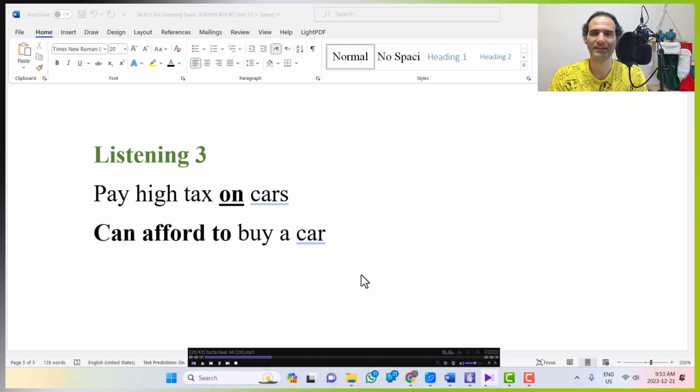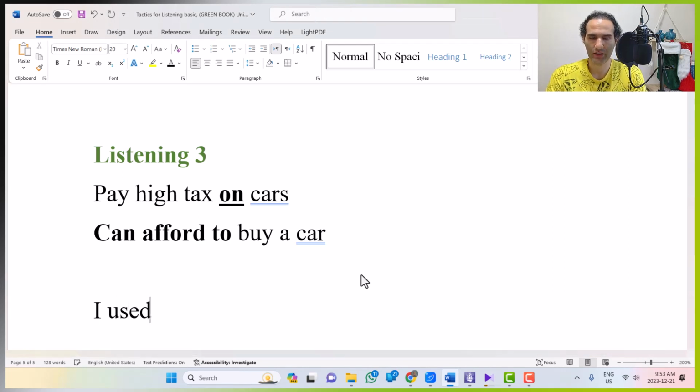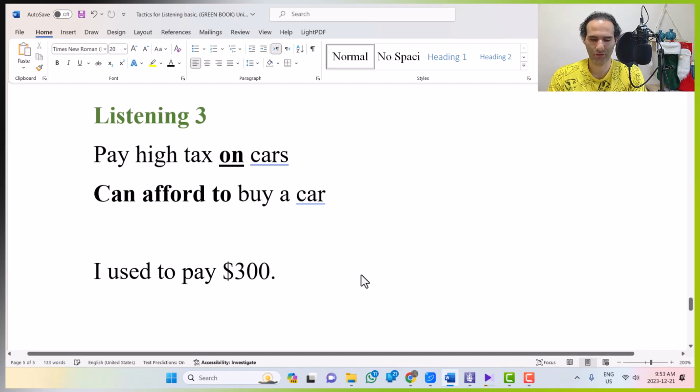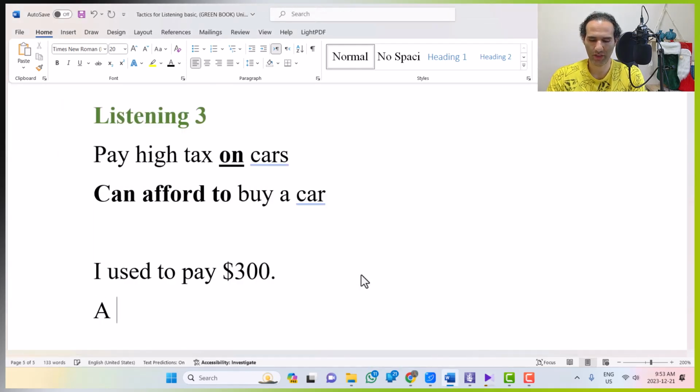2. At home, it only costs about $300 a month to rent a nice apartment. That's what I used to pay. So used to is for talking about past events, past habits that are not happening anymore. I used to pay $300 to rent a nice 4-bedroom apartment. A 4-room apartment or a 4-bedroom apartment.